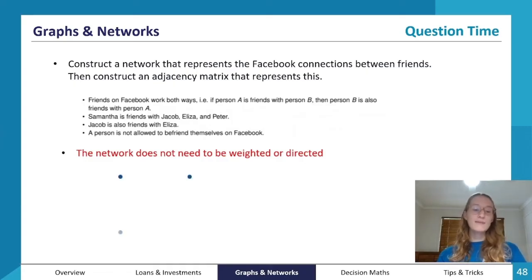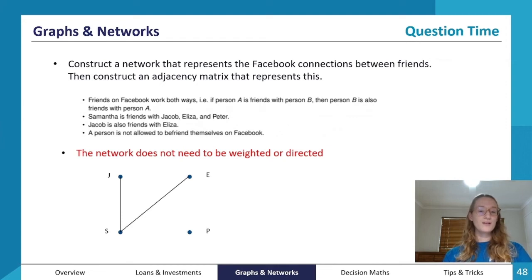So how I'm going to draw this graph is I'm going to draw a vertex to represent each friend. One for Jacob, one for Eliza, one for Samantha, and one for Peter. And then I'm going to draw in edges to represent the connections between each friend. So I'm going to start with our first bit of information. So I can see that Samantha is friends with Jacob. So I've connected S to J.